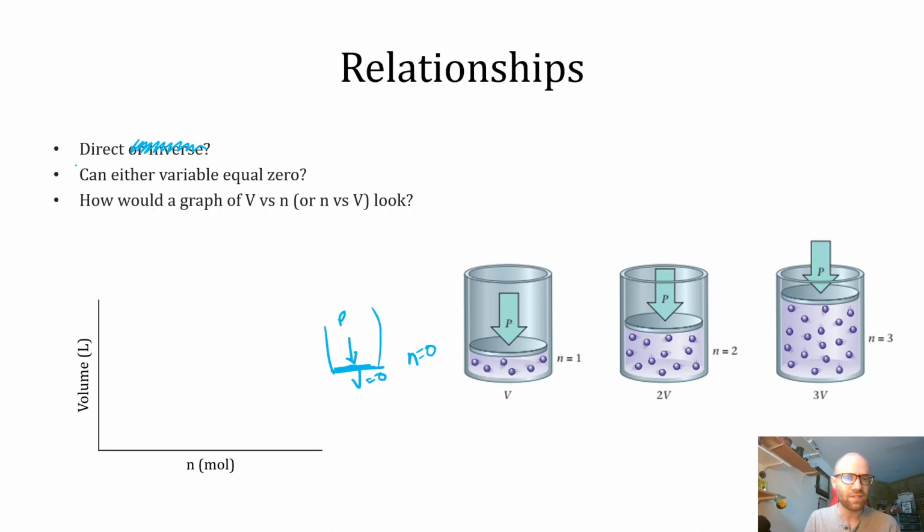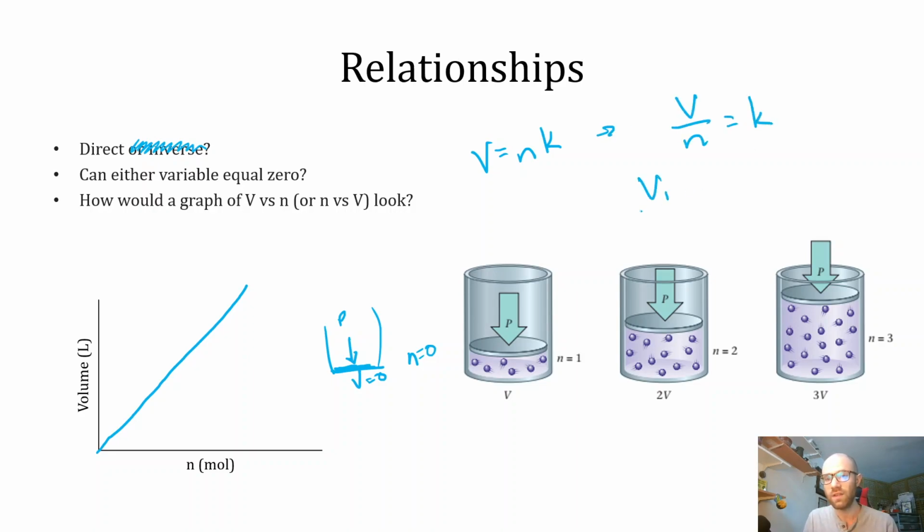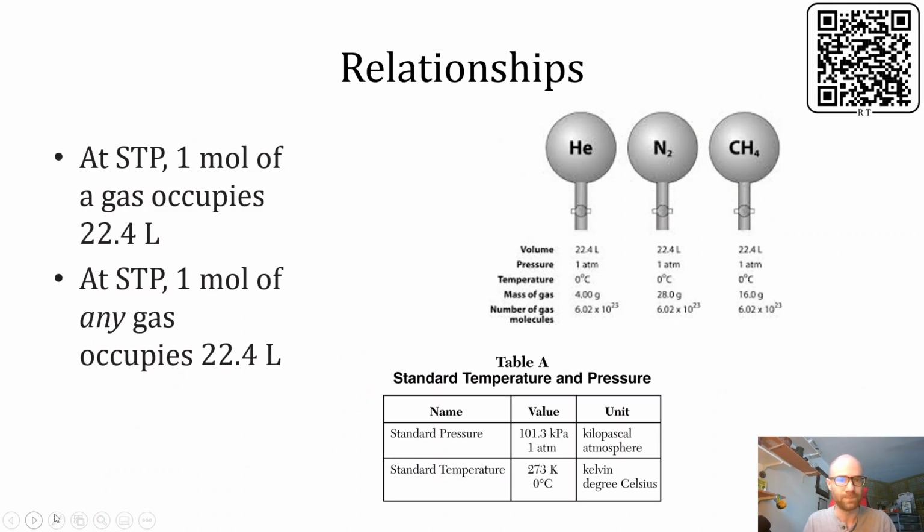That means if we have this direct relationship, you'd have a graph that shows linearity, and based on what we've seen in our previous videos, that would be something like V equals N times K, or V over N equals K, or V1 over N1 equals V2 over N2. Hopefully we're starting to see some patterns emerge where the direct relationships go straight to this divided equation, and we start getting used to that showing up over and over again.